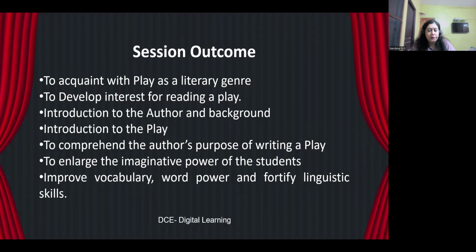And then next, we'll proceed to comprehend. Comprehend means to understand the author's purpose of writing a play. Any piece of art by the artist has a purpose. Whatever he or she has created, it could be an art, sculpture, anything for that matter, even a play. There will be a purpose. We need to understand that so that we'll get the entire meaning of the play. And finally, the session outcomes: to enlarge the imaginative power of the students, improve vocabulary, word power, and fortify linguistic skills.